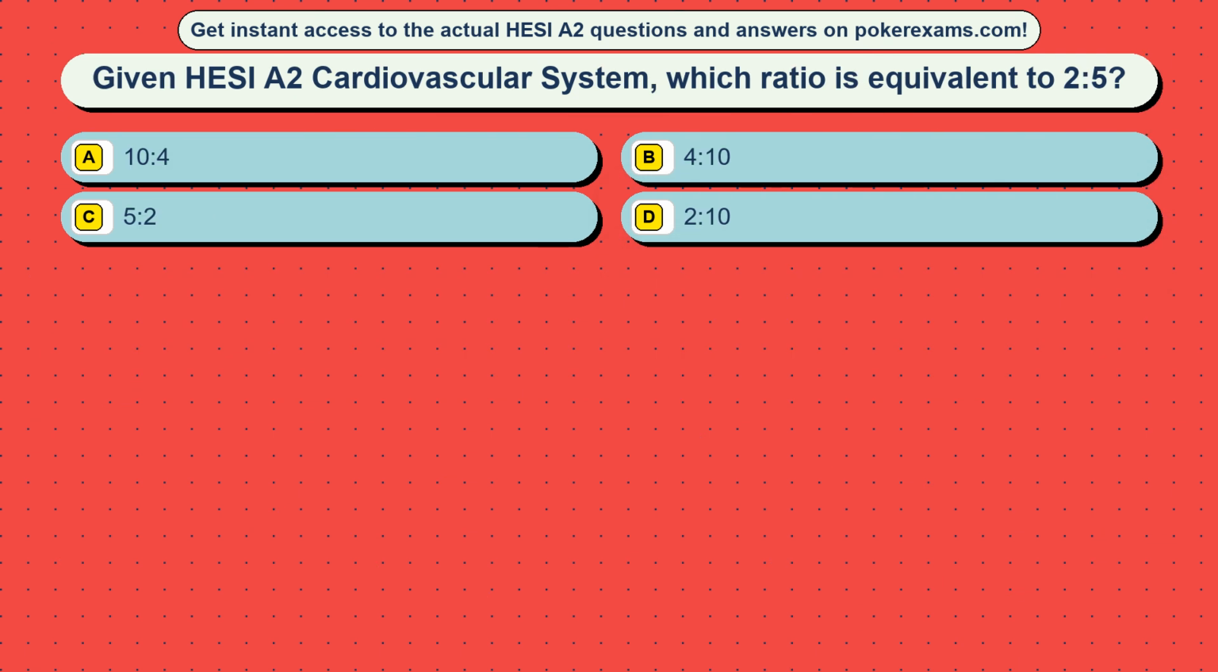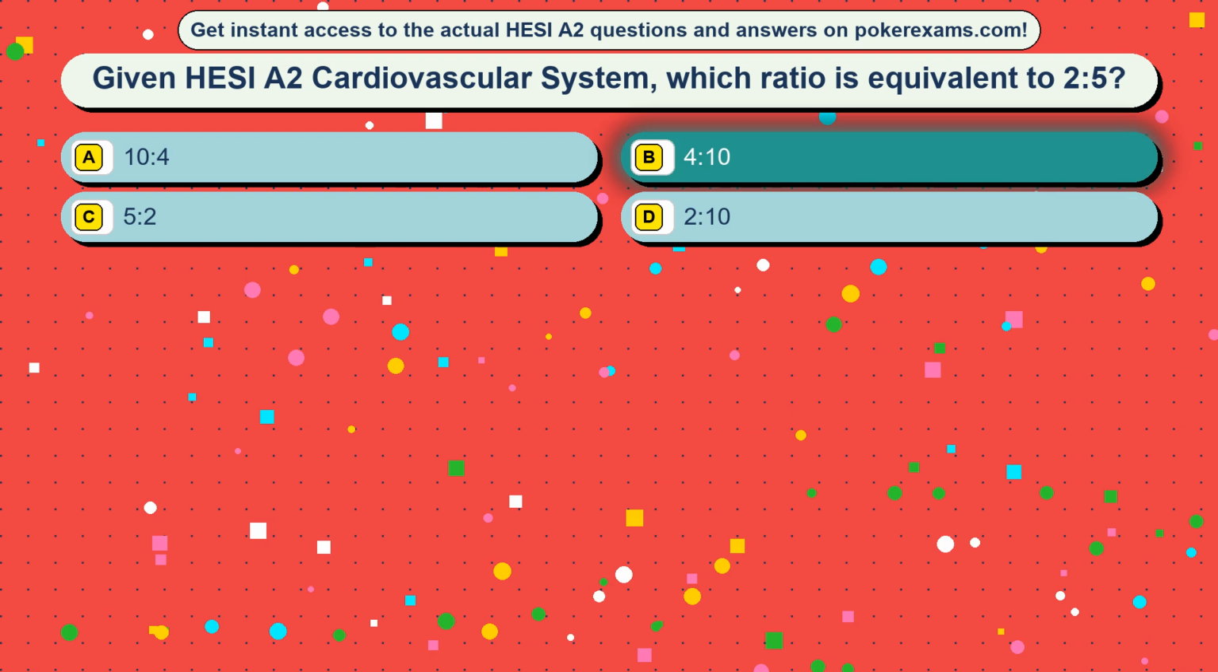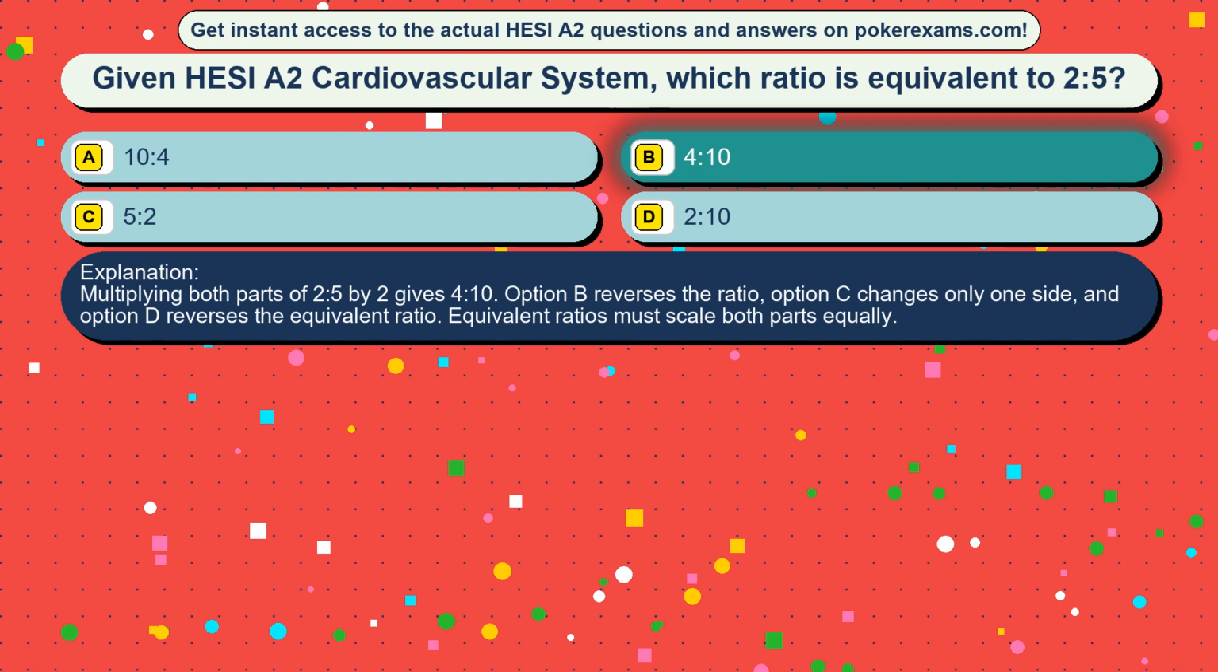Question 28. Given HESI A2 cardiovascular system, which ratio is equivalent to 2:5? Option A 10:4, option B 4:10, option C 5:2, option D 2:10. The correct answer is option B, 4:10. Multiplying both parts of 2:5 by 2 gives 4:10. Option B reverses the ratio, option C changes only one side, and option D reverses the equivalent ratio. Equivalent ratios must scale both parts equally.